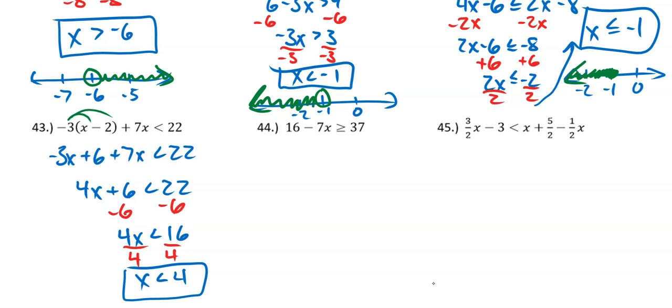And I'm going to forego the graph this time. It's going to be an open dot, and I would shade everything to the left, okay, because I want to be less than that value. If I look at the next one, once again, I'm going to solve, so I'm going to subtract the 16 from each side.